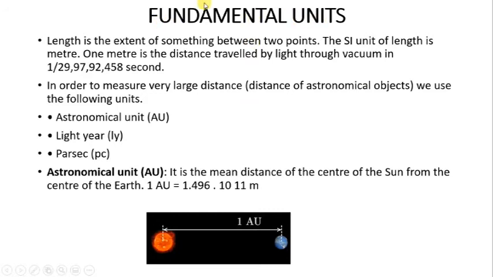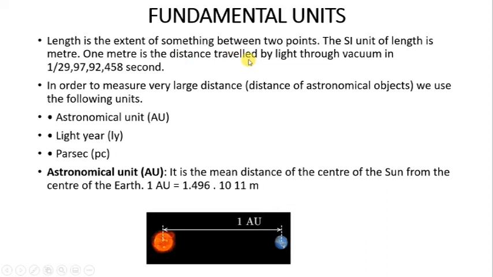Next, fundamental units. First one is length. Length is the extent of something between 2 points. Length is nothing but the extent between, this is one point and this is another point. The extent is the length. The SI unit of length is meter.